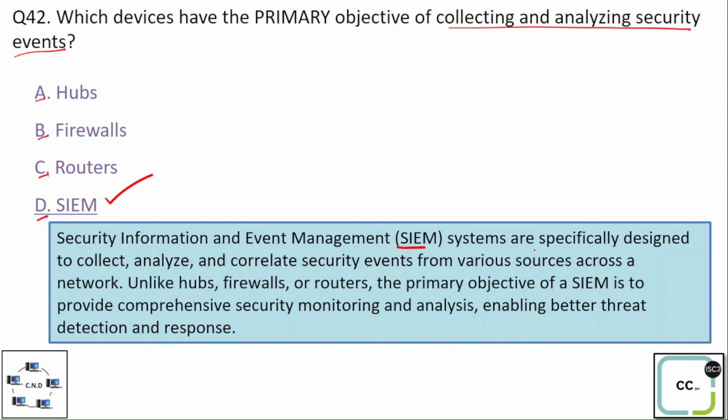So these systems are specifically designed to collect, analyze, and correlate security events from various sources across a network. Unlike hubs, firewalls, or routers, the primary objective of a SIEM is to provide comprehensive security monitoring and analysis, enabling better threat detection and response.